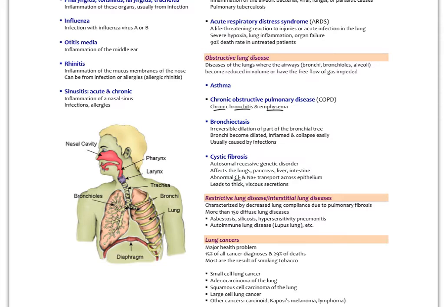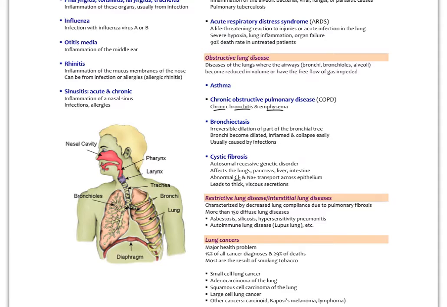And then there are what are called interstitial or restrictive lung diseases, and a lot of these are associated with chronic inhalation of coal dust, asbestos, silica dust, things like that. So a lot of these are occupational injuries or related to air pollution, and that would be asbestosis, silicosis, and hypersensitivity pneumonitis, also called farmer's lung.